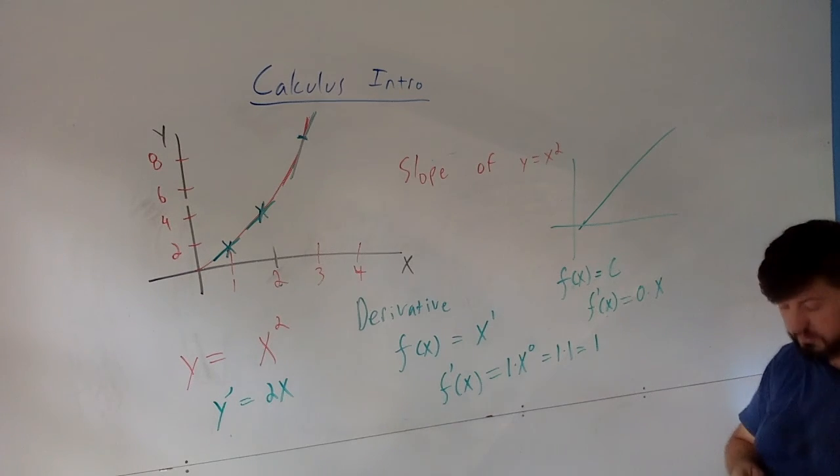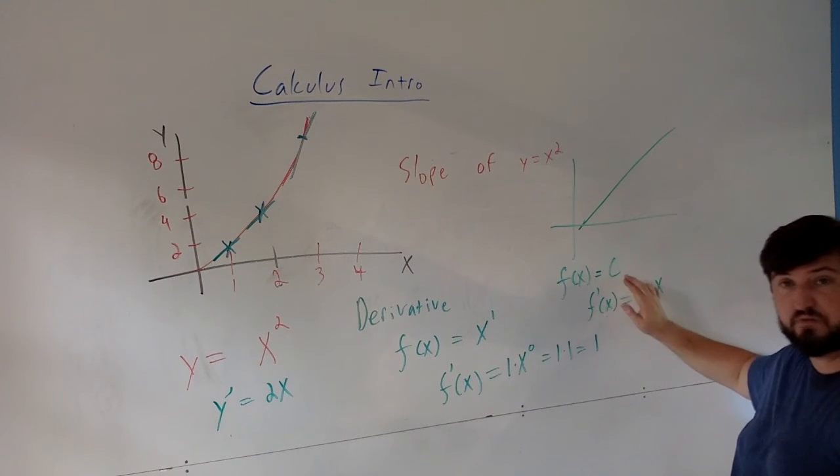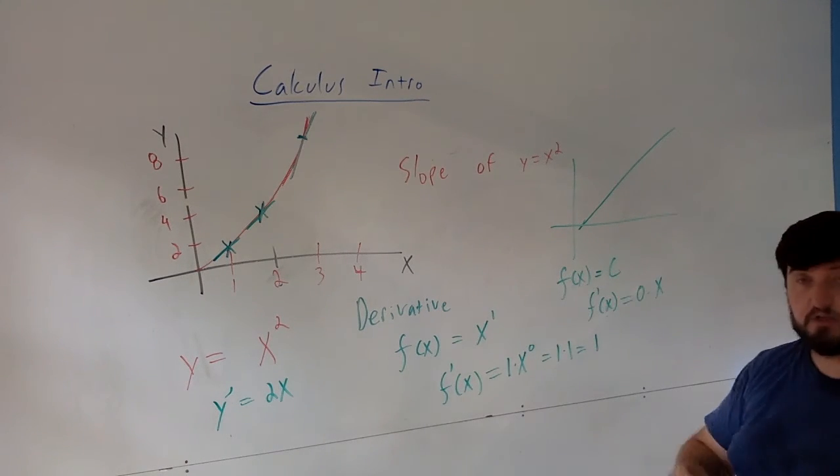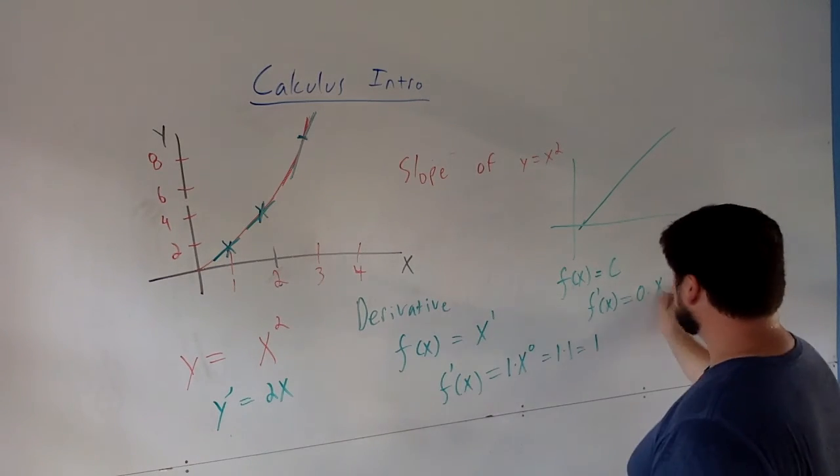So it's a weird exception. It's not really an exception. It does the exact same thing, but it is important to know that when you have a constant, if you take a derivative of it, you get 0. Now that is important, okay?